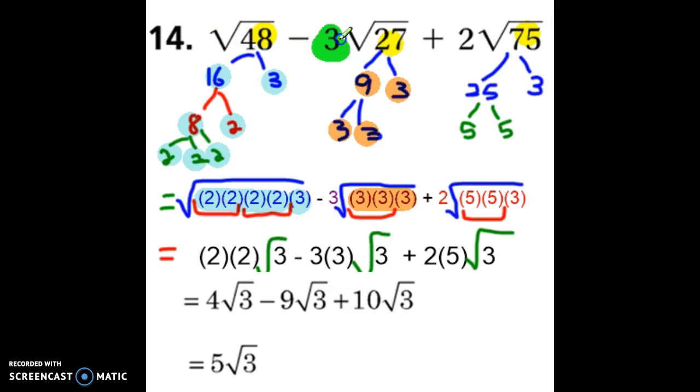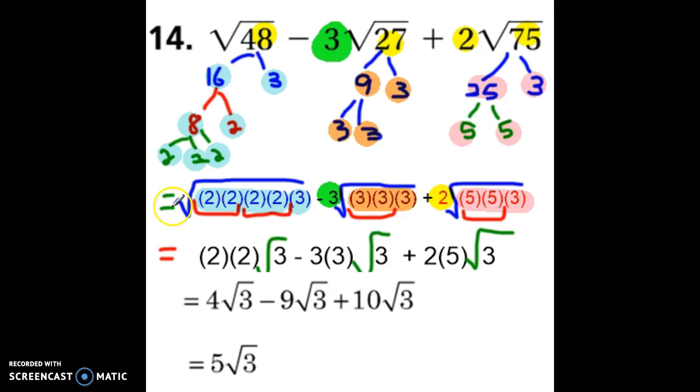Notice this 3 is not under the radical, stays not under the radical. That's why it's right there. I'm going to factor 75 is 3 times 25, then 5 and 5. So that's how I got 5, 5, 3. This 2 is not under the radical, stays not under the radical.